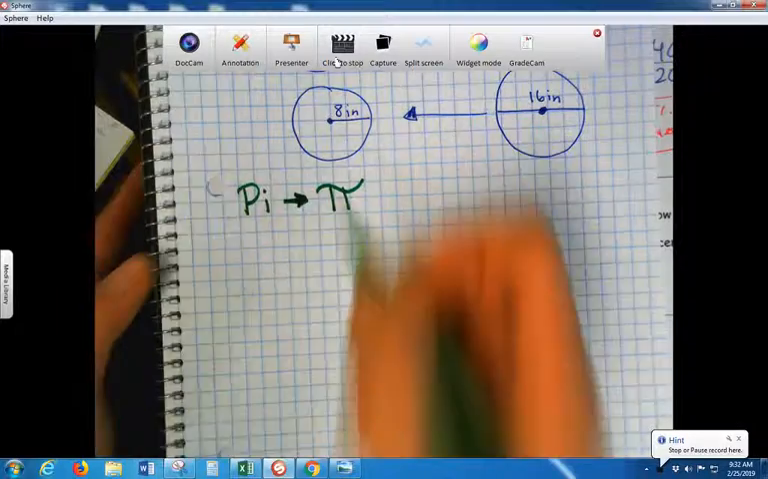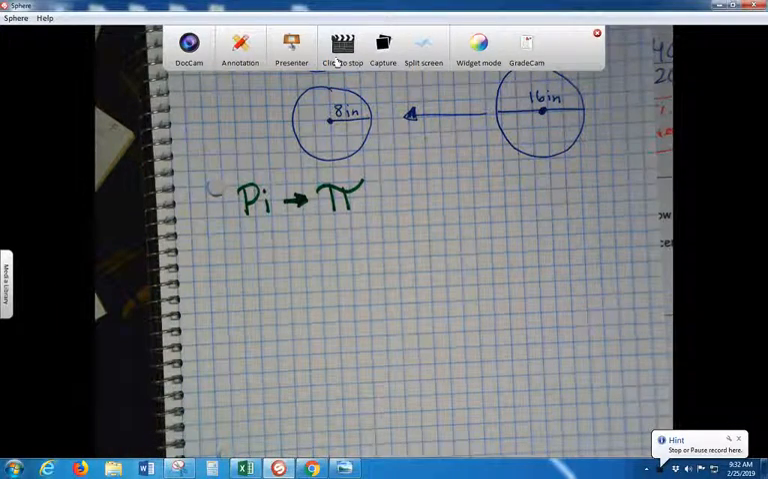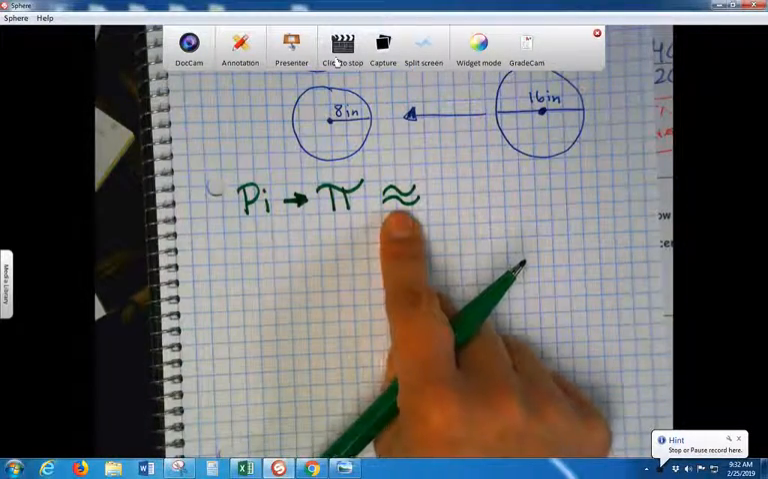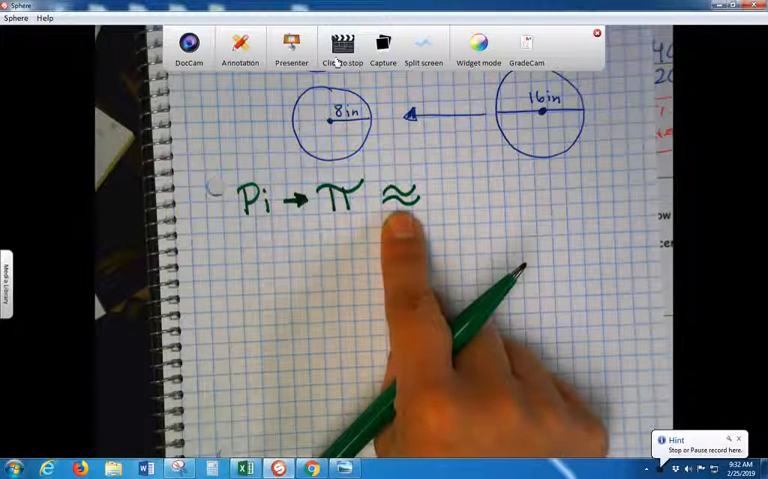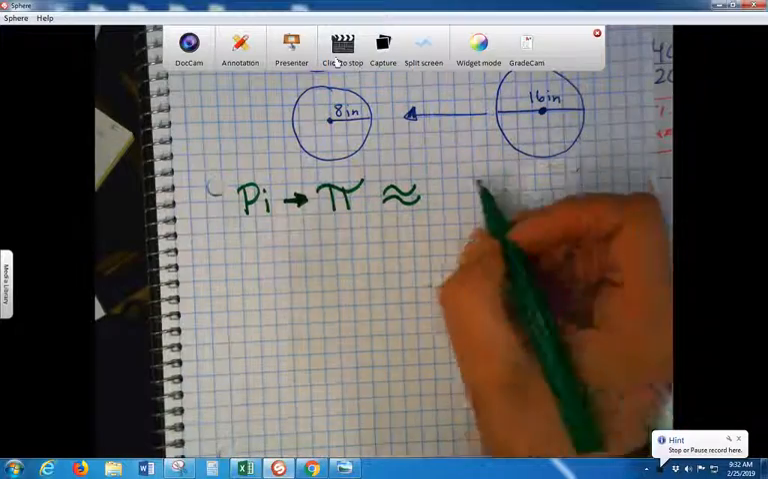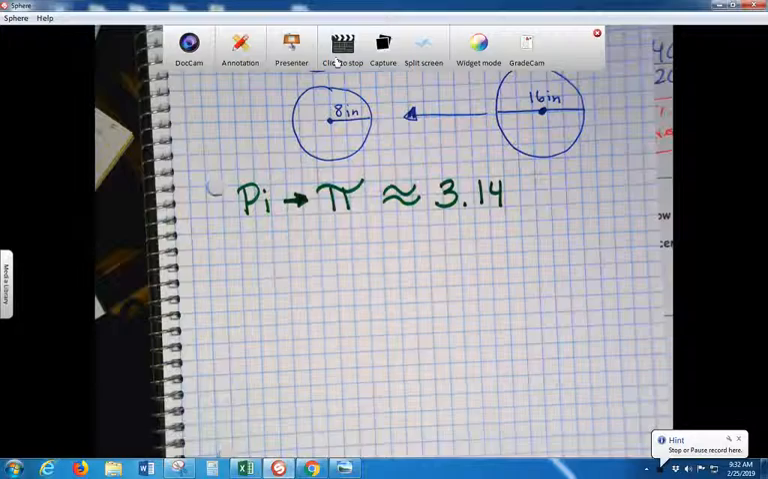Pi, like apple pie, but without the E. It's a Greek symbol for pi. Does anybody know the approximate value? Notice it's not an equal sign. It's these wavy lines, Alex, writing this down. That means it's an approximation. It's approximately 3.14. Okay? It's an approximation.